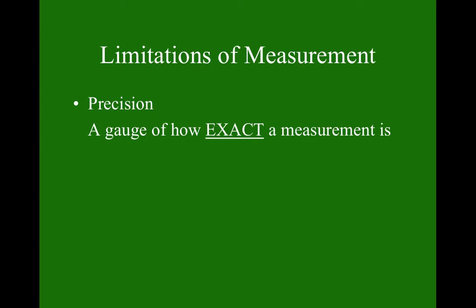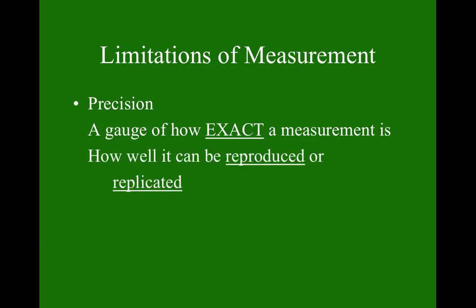Now that can be confusing, especially when you think of accuracy. So I actually like this second definition better. How well that measurement can be reproduced or replicated. So in other words, if I take the measurement of something 5 times, how closely do those values represent each other? In other words, how close are those values to each other?